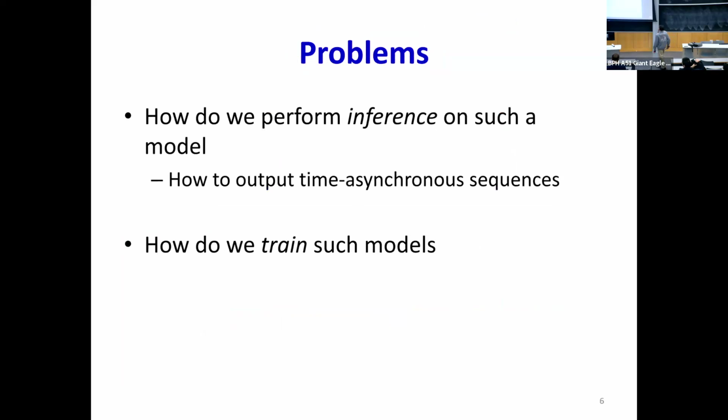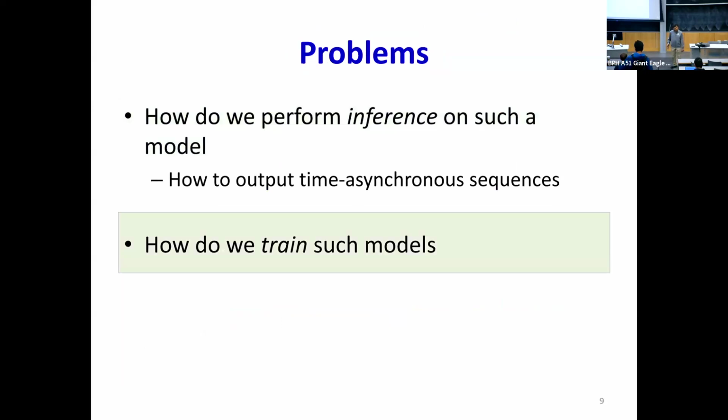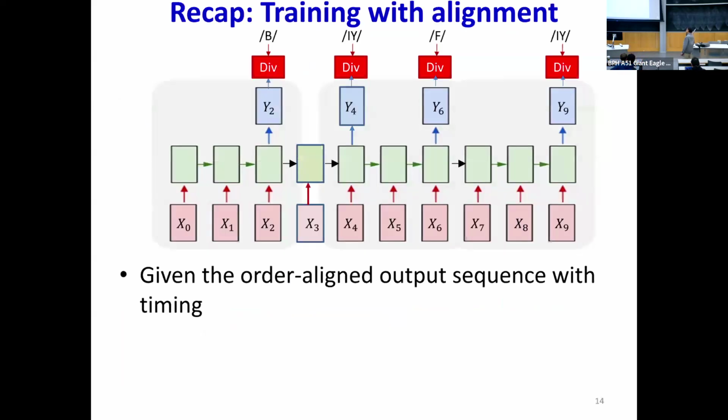So the problems we saw were how do we perform inference on such a model, how to output time asynchronous sequences, and how do we train such models. And for performing inference, we sort of partially addressed this. We will return to this problem later in this lecture. We were looking at how to train such models.